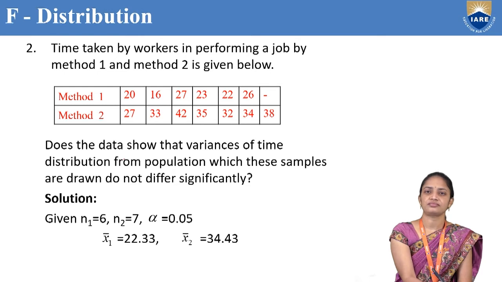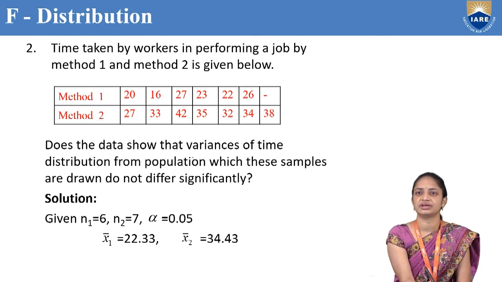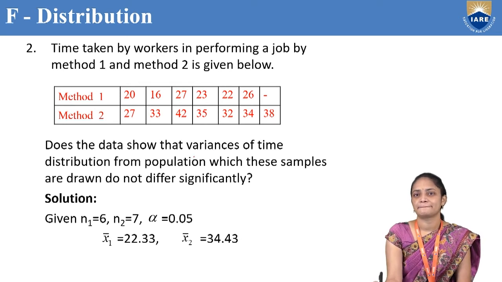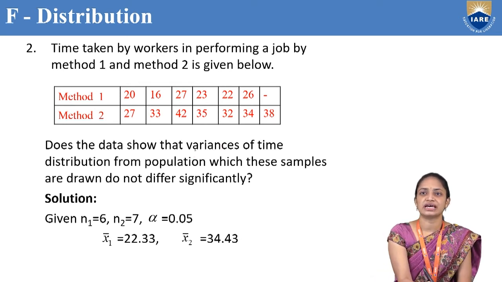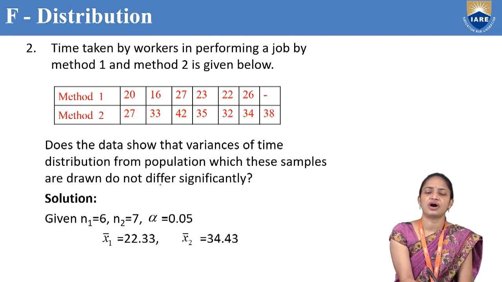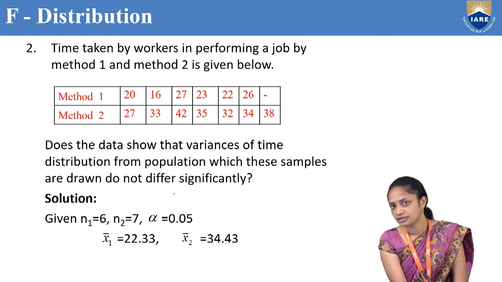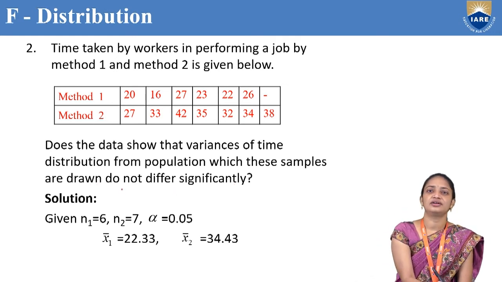So here we have the question, which is based on the variances. Does the data show that the variances of the time distribution from the population which these samples are drawn do not differ significantly?